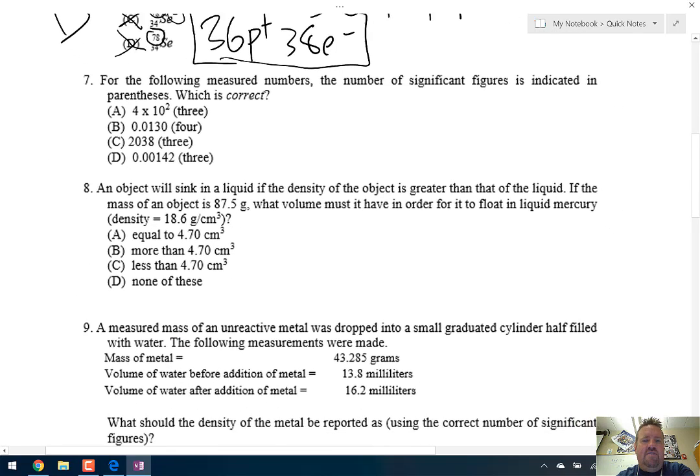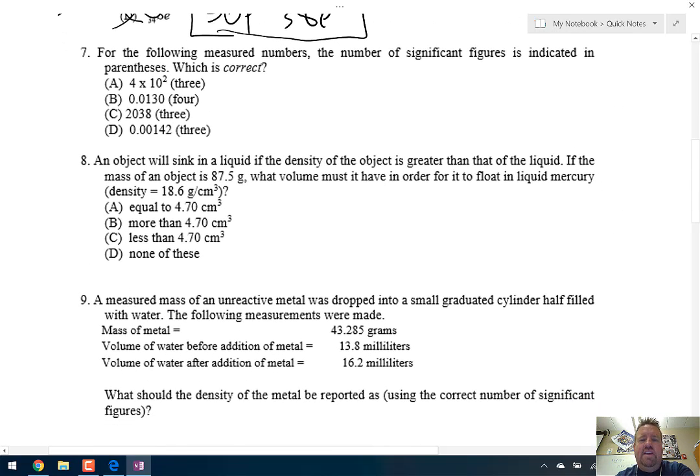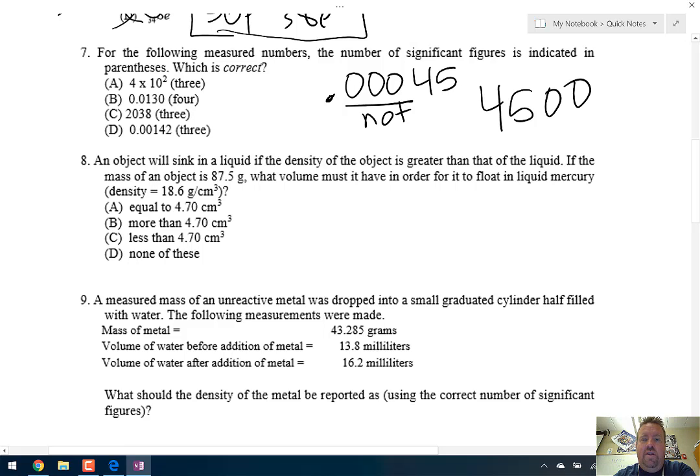Okay, number 7, significant figures. Remember that with significant figures, there's 2 times when zeros are not significant. When they're leading zeros, those zeros are not significant. And if a number ends in zeros that are whole numbers to the left of the decimal point, like 4,500, those zeros are not significant. Every other time they are.